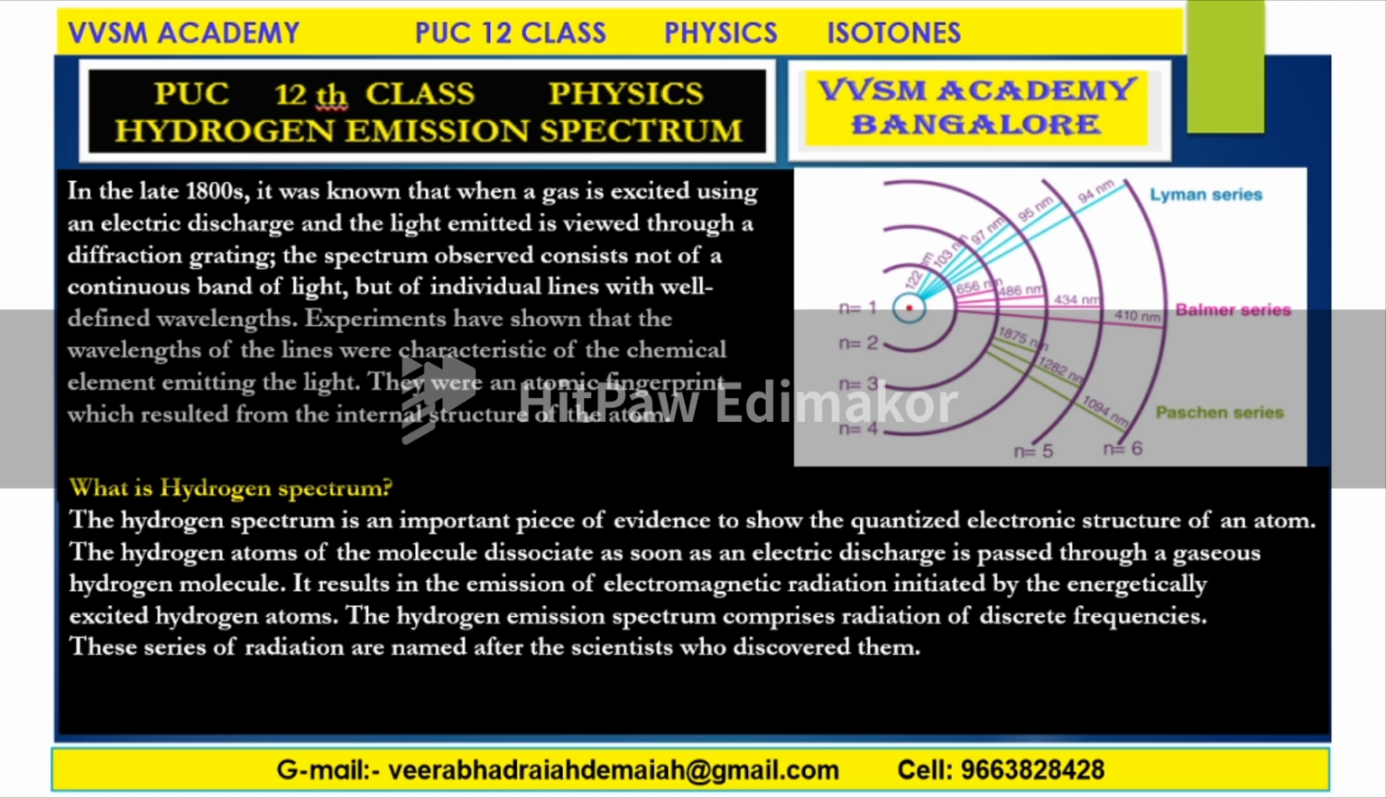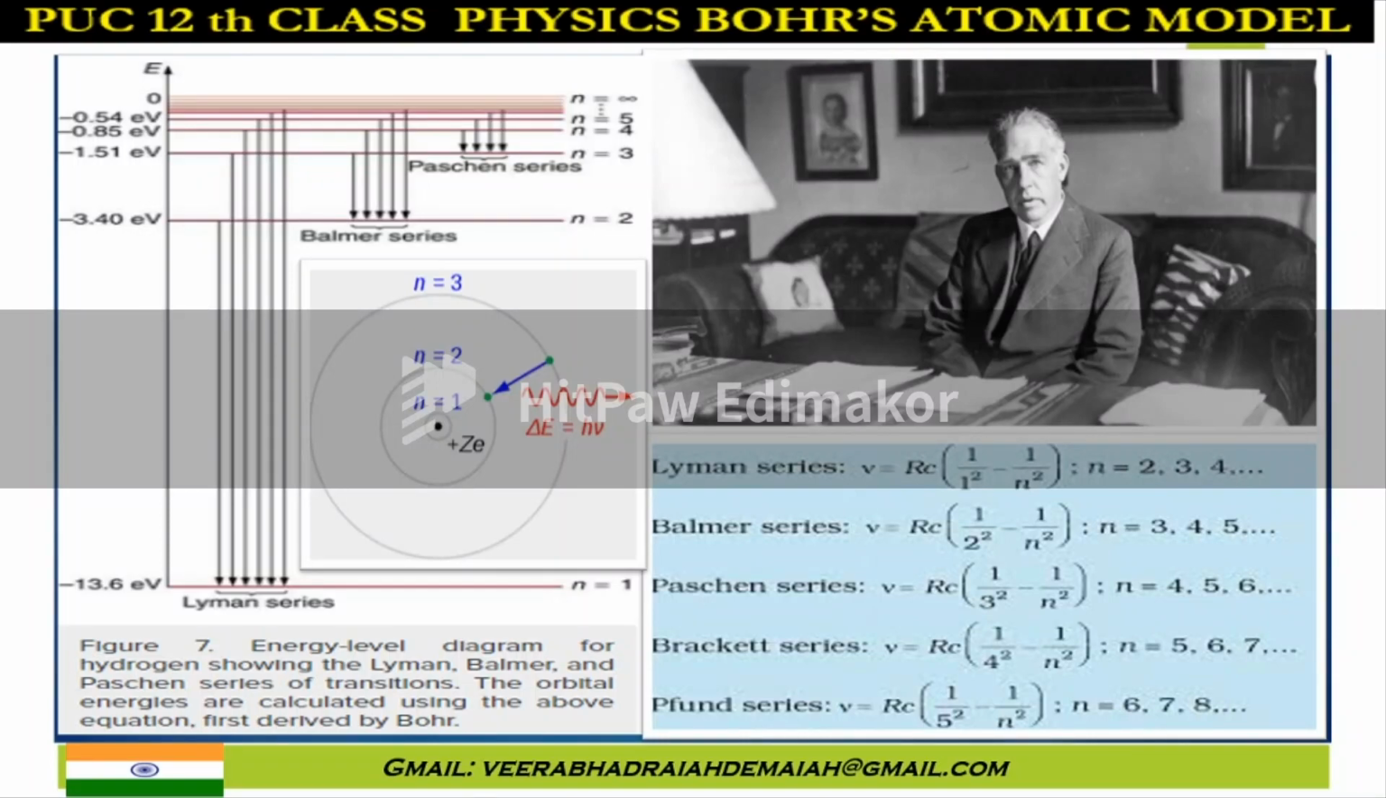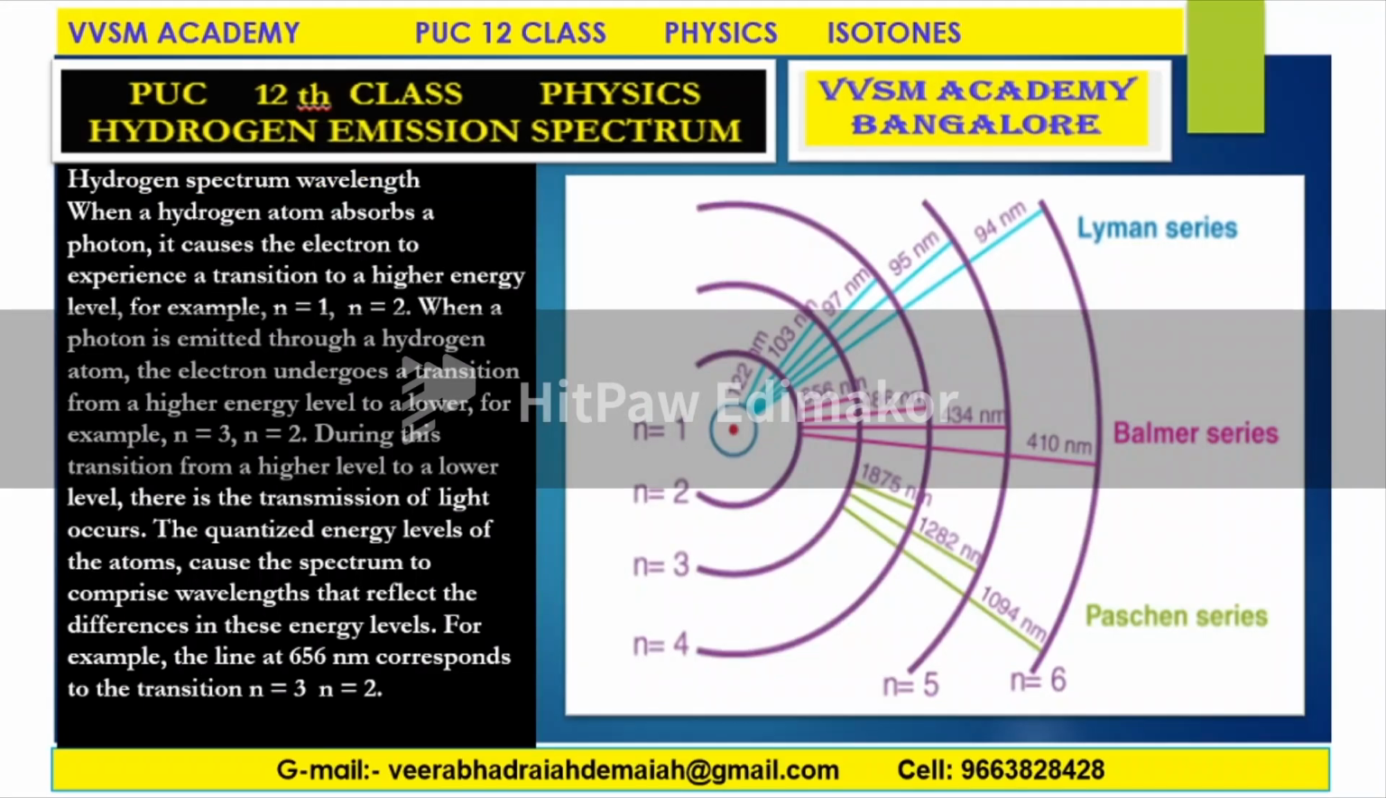When n is equal to 1, you will get the Lyman series. When n is equal to 2, you will get the Balmer series. When n is equal to 3, you will get the Paschen series. When n is equal to 4, you will get the Pfund series. These are the ways of getting the spectrum of hydrogen. Lyman series: ν = Rc (1/1² − 1/n²), where n is equal to 2, 3, 4, and the Balmer series similarly follows the equation.